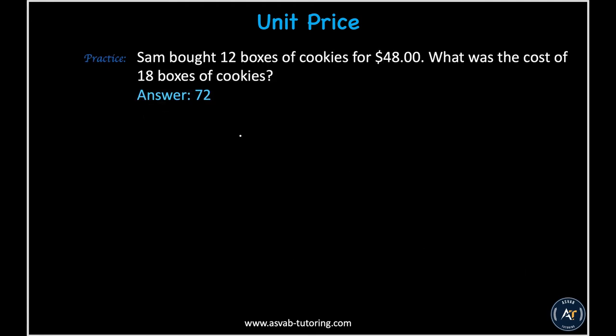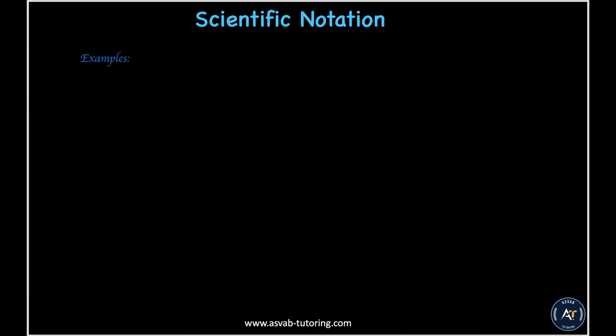All right, let's do another problem that you could try by yourself. Here is a problem. Sam bought 12 boxes of cookies for $48. What is the cost of 18 boxes of cookies? Use the same formula that I used in the previous problem and see you could get the answer $72. All right, let's go to the next topic.